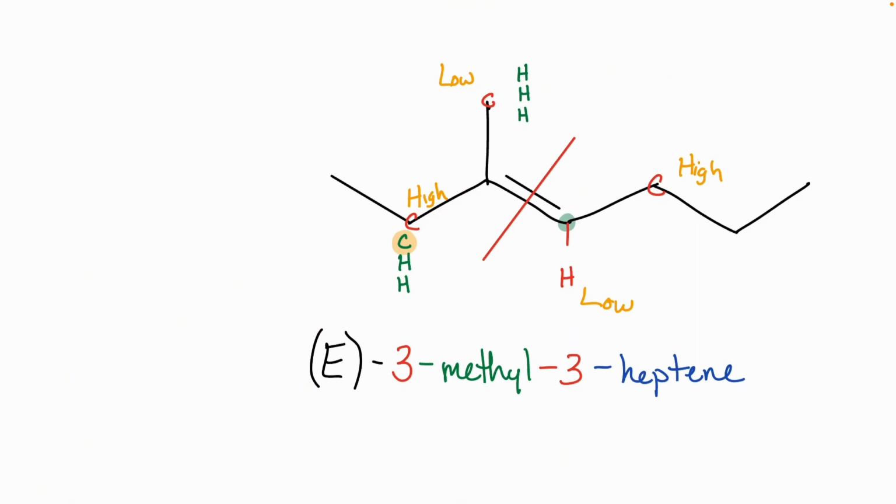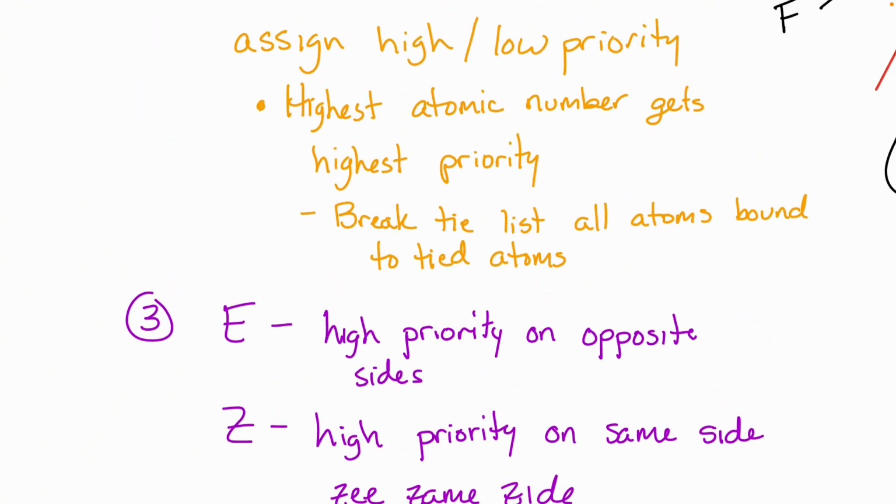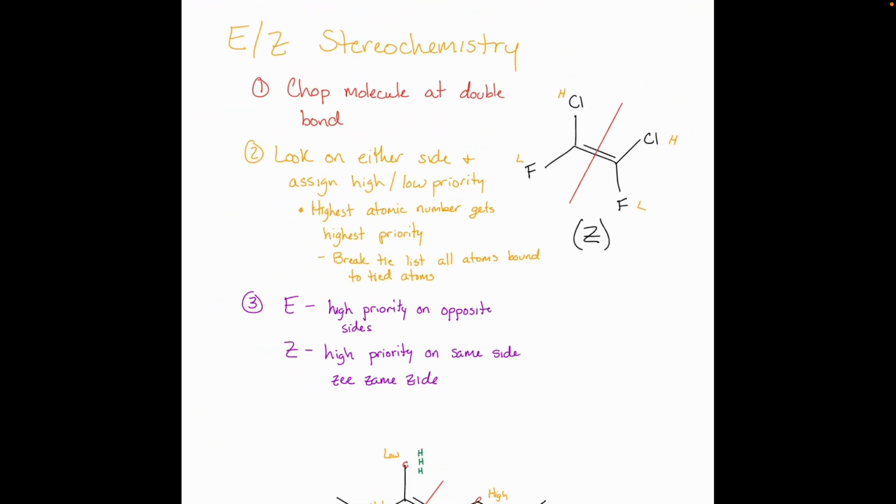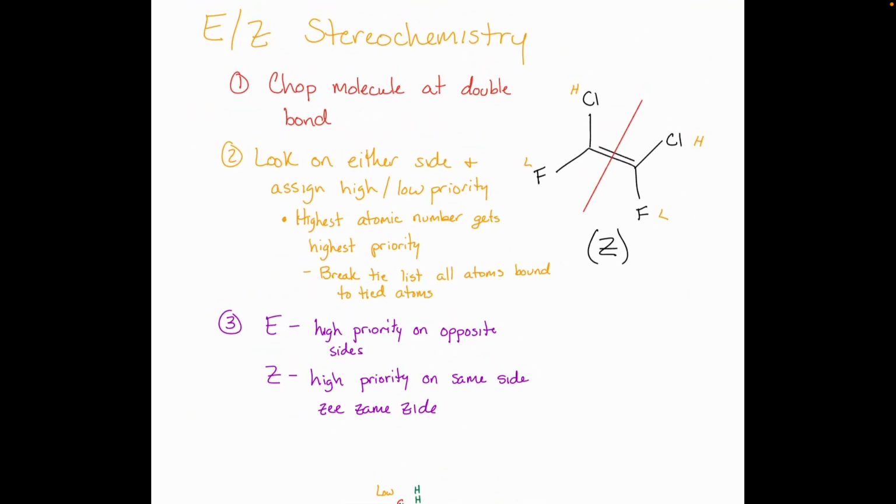Can you go back to the rules? Yeah. Chop it at the double bond, look on either side and assign priority. If there's a tie, you're going to break it by listing the atoms bound to the tied atoms. And then E means that the high priority groups are on opposite sides, whereas Z means they're on the same side.